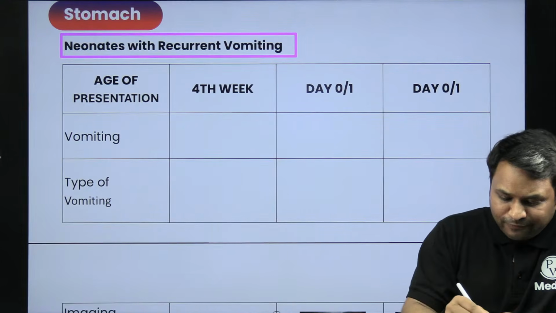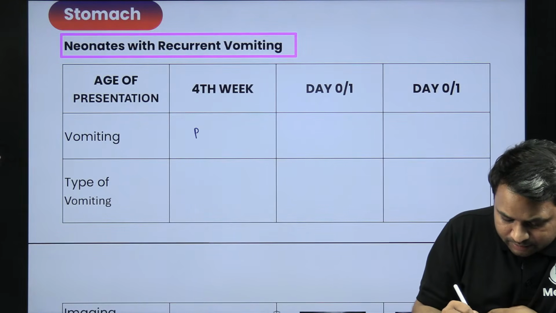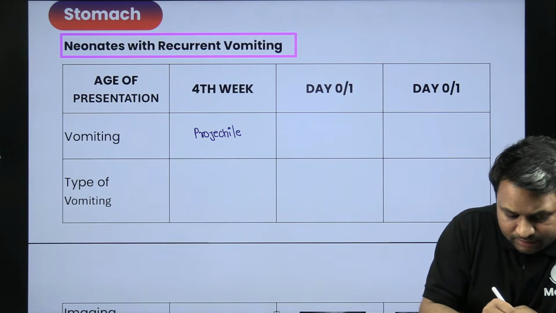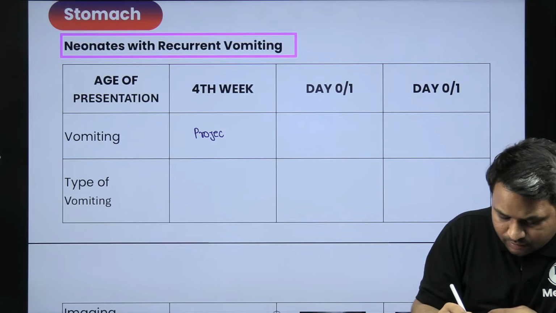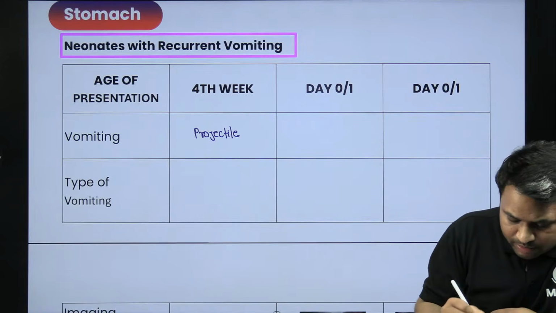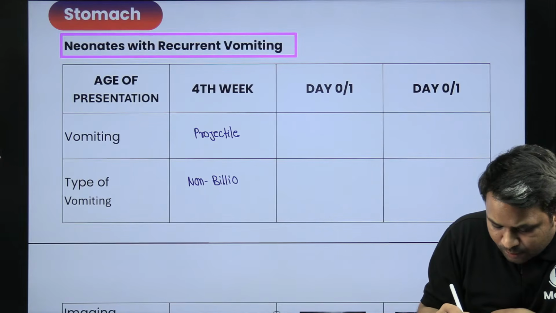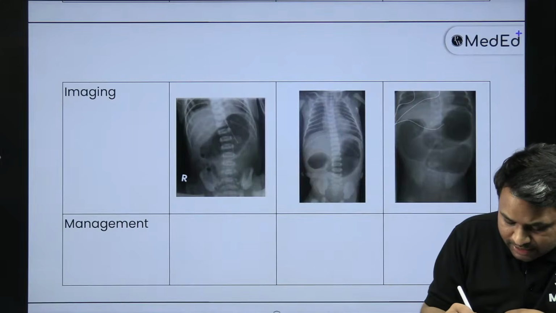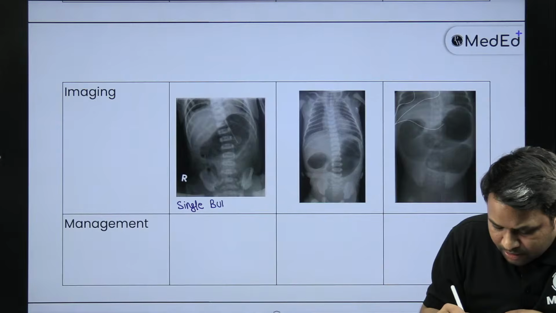Now, if you have a 4th week baby, there is projectile vomiting, and this is non-bilious. On an image, you see there is a single bubble sign.